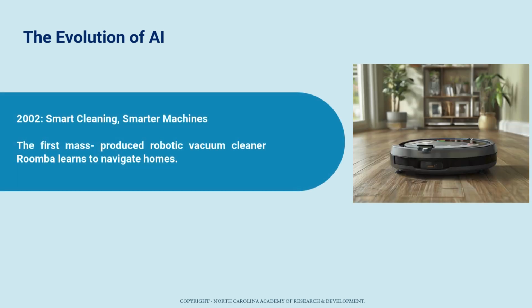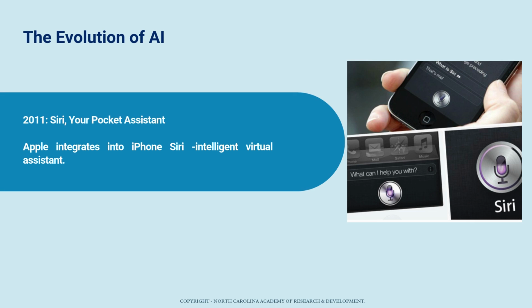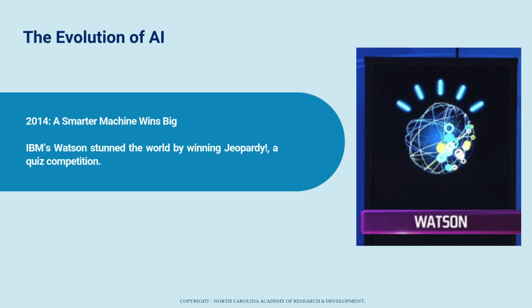By 2002, AI had entered our homes in another form, the Roomba. This robotic vacuum cleaner could navigate homes, marking a new era of practical AI applications. Then, in 2011, AI became personal. Apple introduced Siri, the intelligent pocket assistant that revolutionized how we interact with our devices, offering a glimpse of AI's potential in our everyday lives. In 2014, IBM's Watson stunned the world by winning Jeopardy, a quiz competition. Watson's ability to process complex questions and provide accurate answers highlighted the advancements in AI's language processing capabilities.